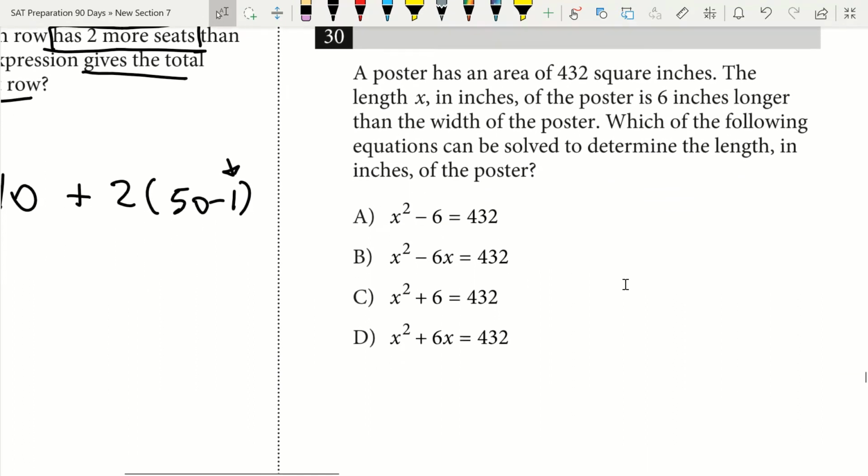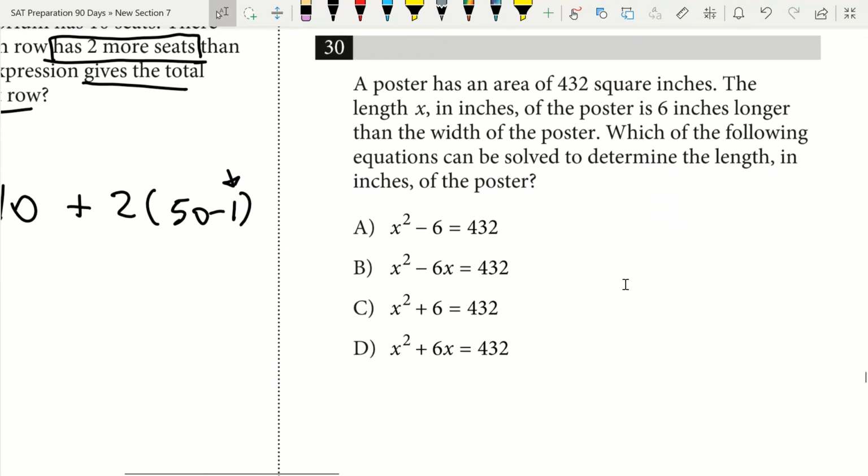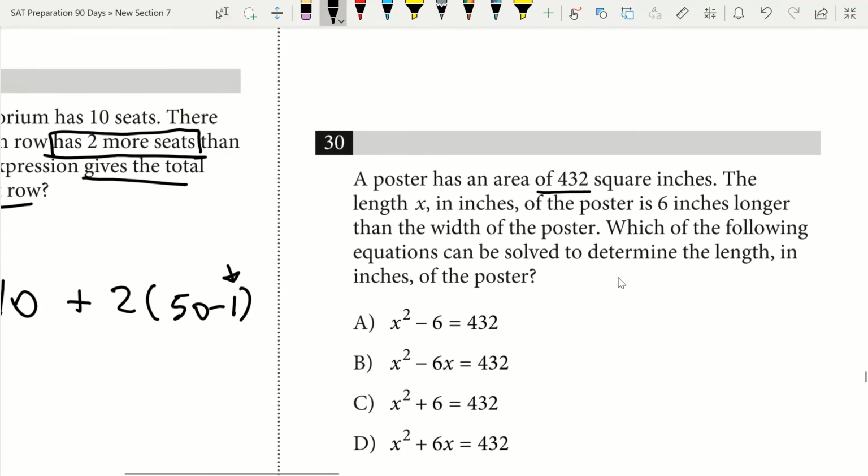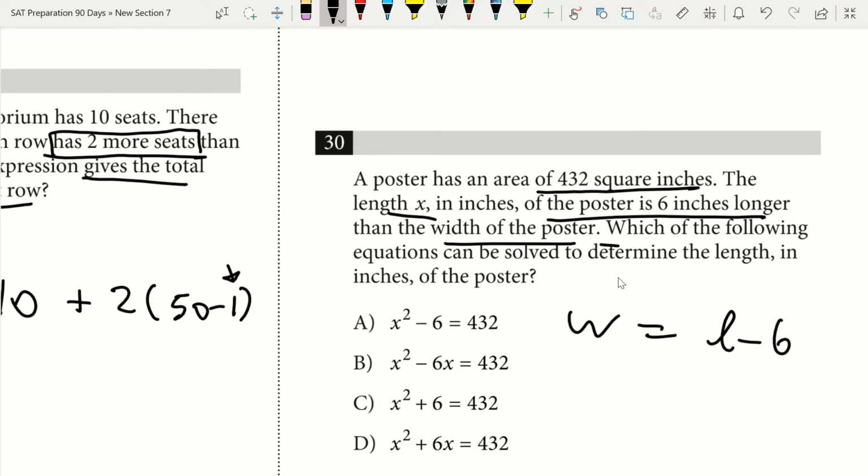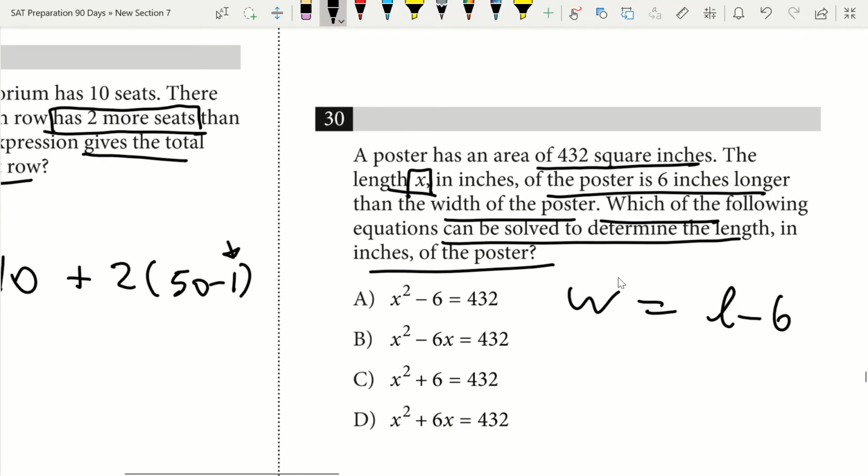Now we've got 30. A poster has an area of 432 square inches. The length x in inches of the poster is 6 inches longer than the width of the poster. So the width is going to equal the length minus 6. Which of the following equations can be solved to determine the length in inches of the poster? Well, we know length is x, and we know that width is 6 inches less than x, because the length, which is x, is 6 inches longer than the width. So the width is going to equal x minus 6.